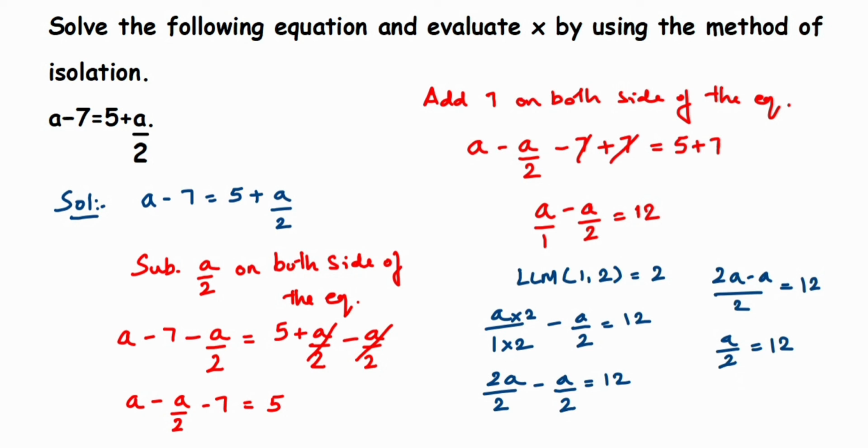So it's a by 2, and I'm multiplying 2 on both sides. So 12 multiplied by 2. This 2 and this 2 will get cancelled. Therefore we got the value of a is equal to 24. So that's it. This was a simple question.